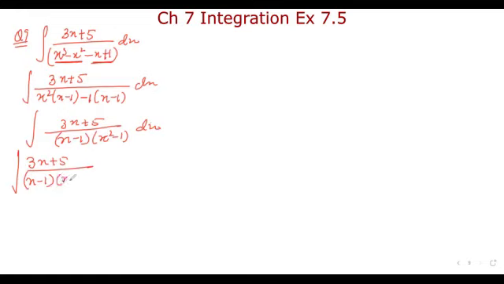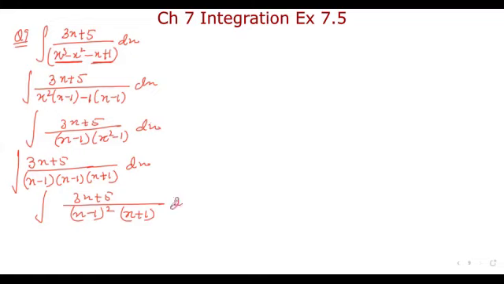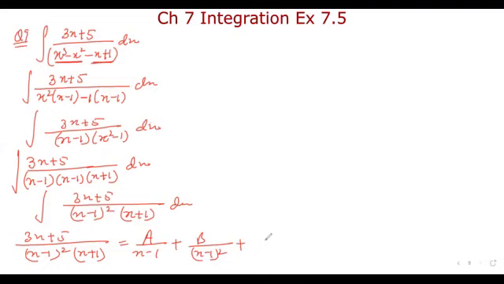Now let us simplify it. x square minus 1 can be written as x minus 1 into x plus 1. So it may be written as 3x plus 5 upon whole square of x minus 1 into x plus 1 into dx. Now let us have the partial fraction here. This is x minus 1 square, x plus 1. So the partial fraction is going to be a upon x minus 1, b upon x minus 1 whole square, plus c upon x plus 1. So take the LCM very carefully in this step.